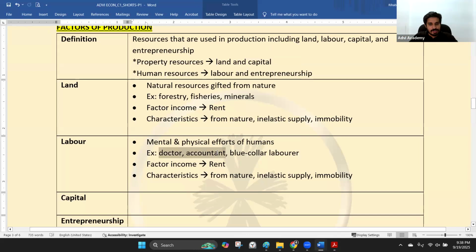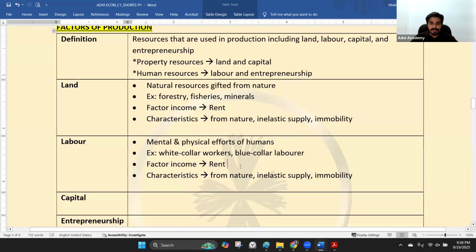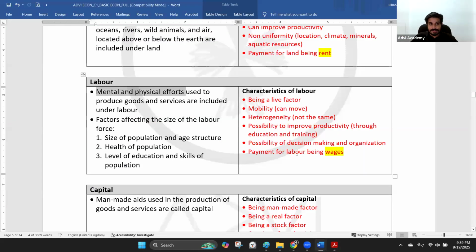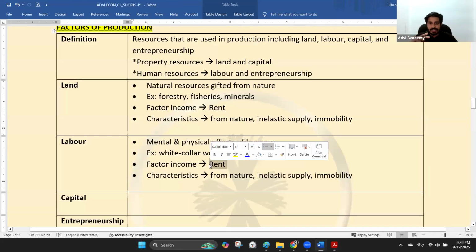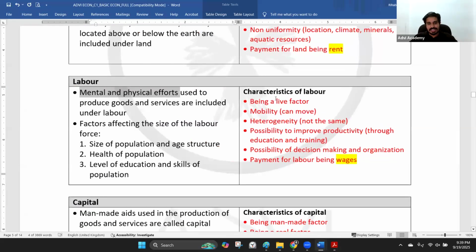These are called white collar. So yeah, we'll write it as that. White collar workers and blue collar workers, right? Not color. Then that becomes very racist. Okay. So what is the payment? Factor income for labor, that is wages. Okay. And some of the characteristics, live.